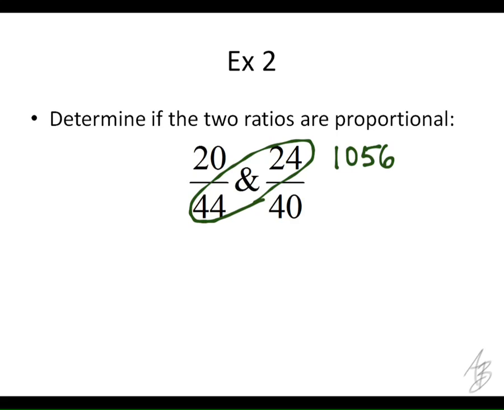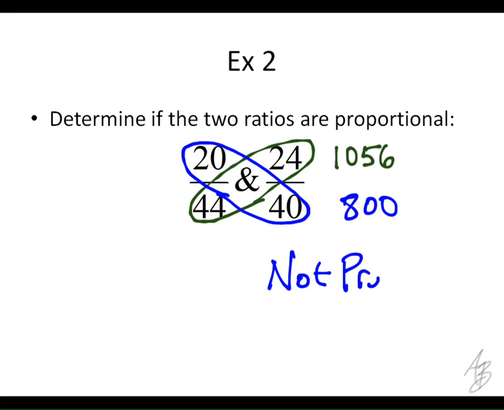Multiplying 44 times 24. And then multiply the 20 times the 40. You get 800. So are these proportional? No. So we'll say not proportional. You just say no. That would be okay too.